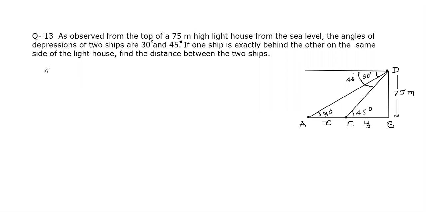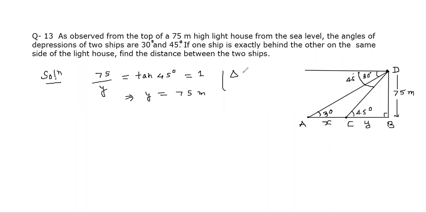Now in triangle DBC, perpendicular upon base equal to tan theta. So perpendicular is DB, which is 75, divided by base Y, equal to tan 45 degrees. But tan 45 is 1, so we will get Y equal to 75 meters. Here we have considered triangle DBC.